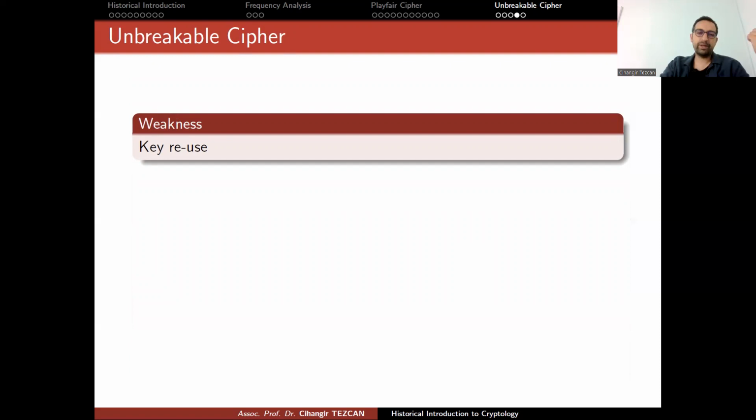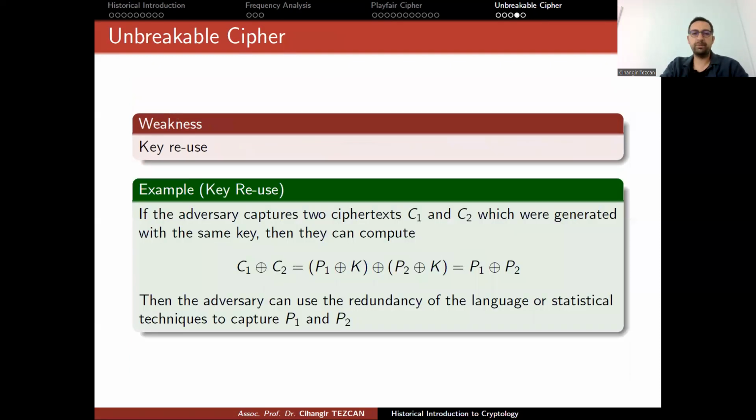So weaknesses, I mentioned that key reuse, using the same one-time pad, is a problem. Let's see why this is a problem. So assume that the adversary captures 2 ciphertexts. And again, remember that we always assume that this communication channel is insecure. So the enemy always captures every ciphertext and stores them. And actually, countries are always listening to each other and storing all of those ciphertexts, with the hope that in the future they may come up with a method to break them and obtain the plain text.